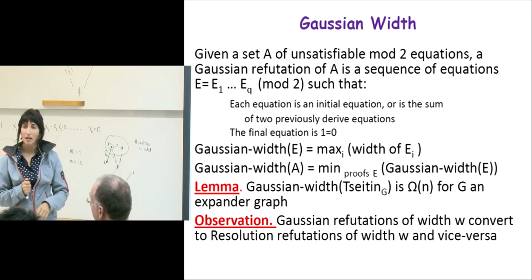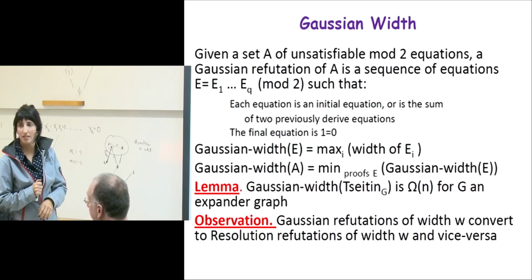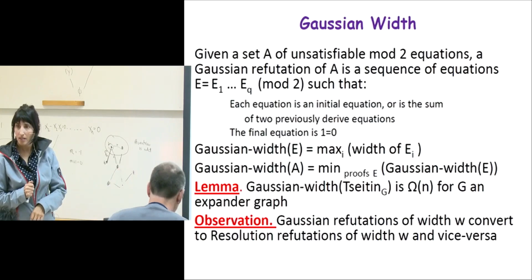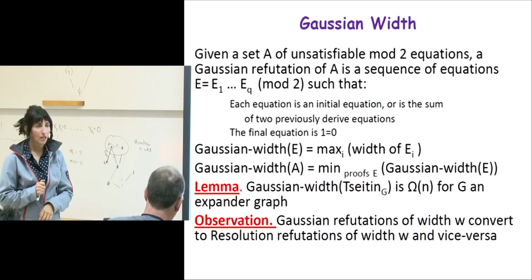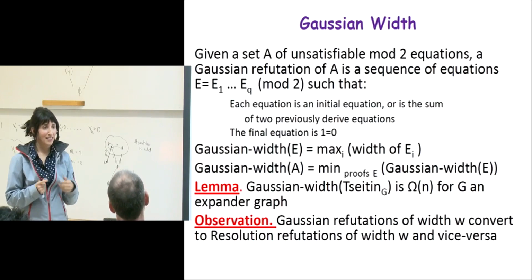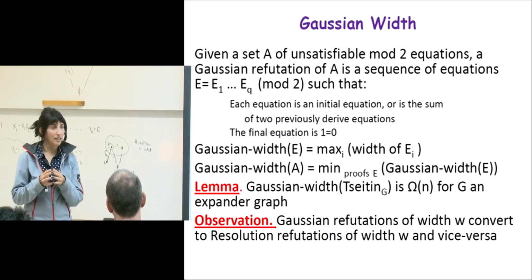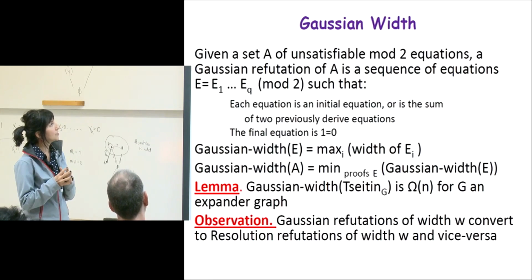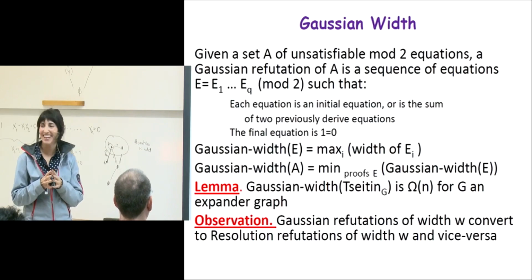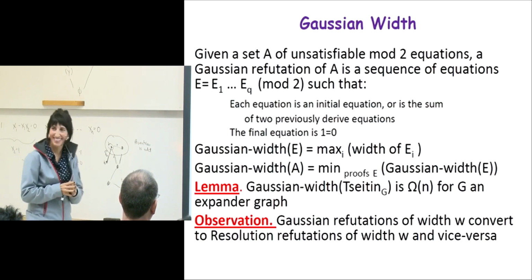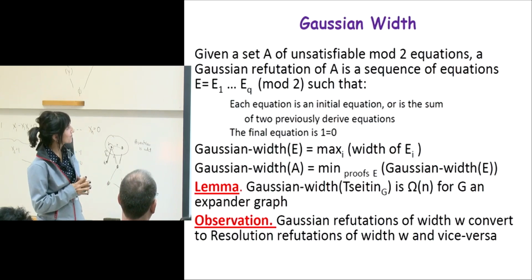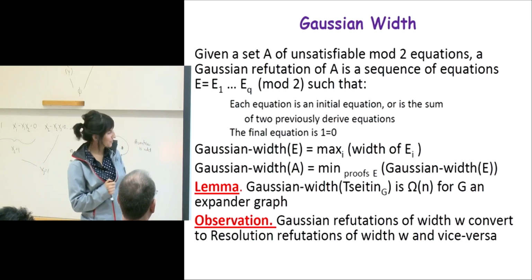Oh, did I misunderstand you? Oh, right. What I'm trying to show you is that... Oh, it should be the other way around. Sorry, I'm on my own tangent here. Yeah, it should be converting PC proofs to Gaussian proofs.